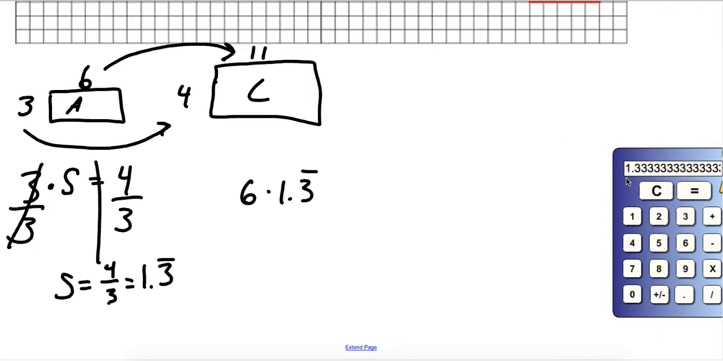And when I multiply this 1.3 repeating by 6, it gives me 7.999. I can round that to be 8, but either way, it does not equal 11. So these figures are not similar either, because 6 times 1.3 did not give me 11. So that's why these are not similar either.